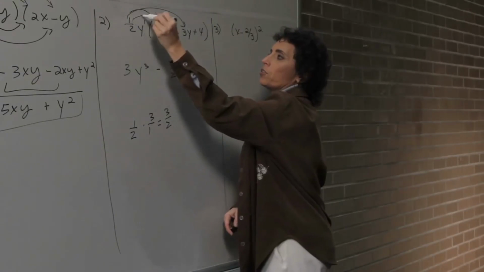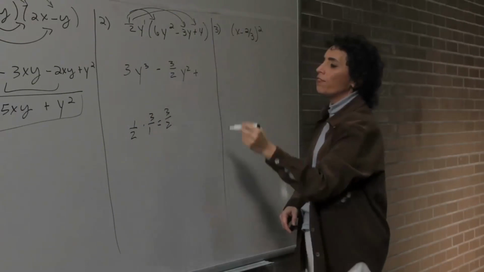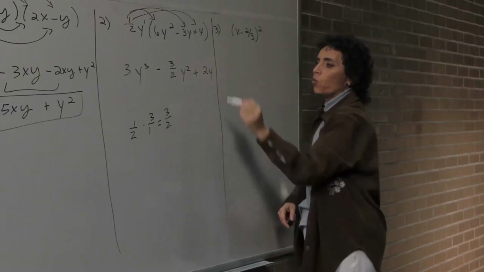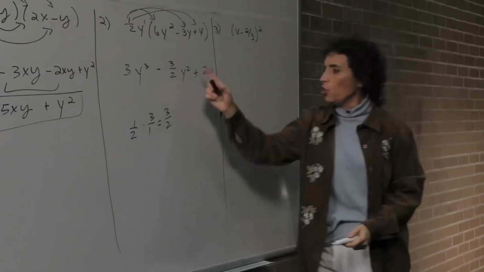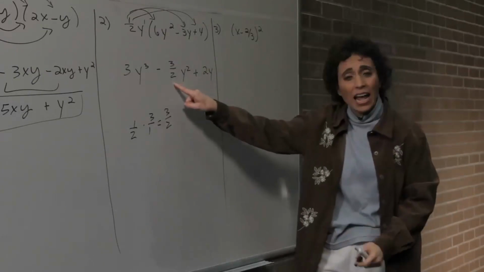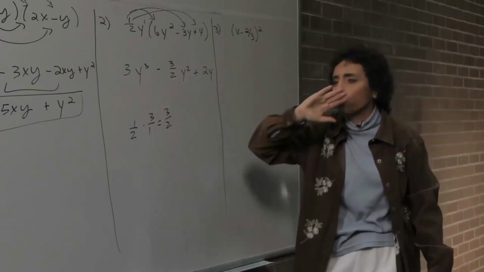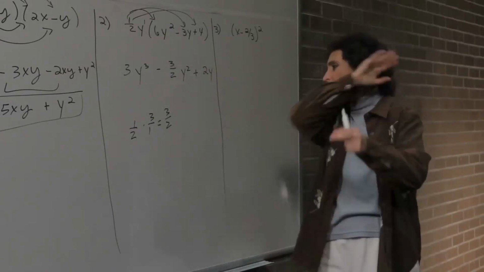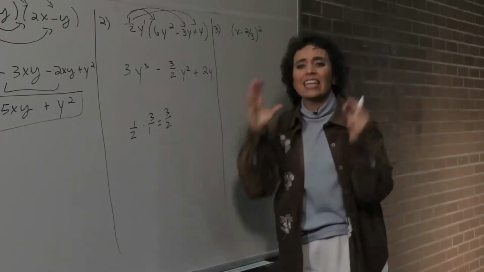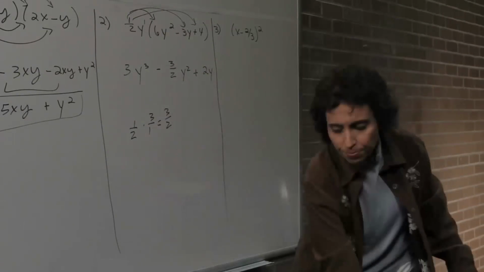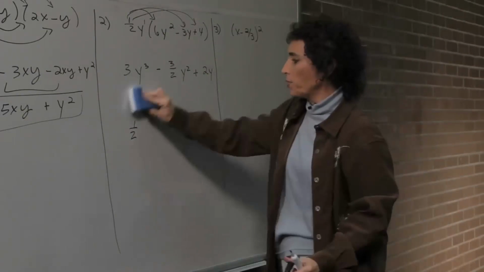And now we're going to distribute this over here. 1/2 of 4 is positive 2y. You are done. No like terms. If you want to write this as 1/2, have a party. If you want to write that as 1.5, have a party. Doesn't matter. All the exact same thing. Okay, so we're done with number 2.